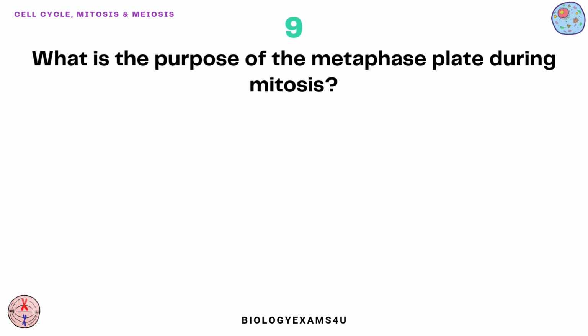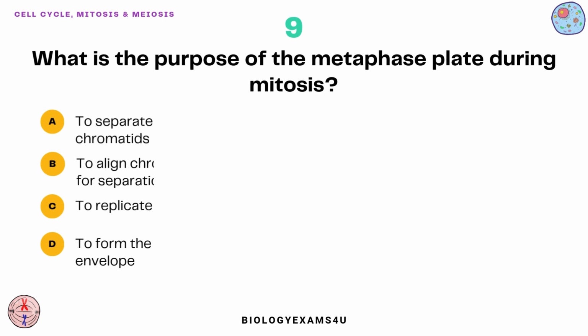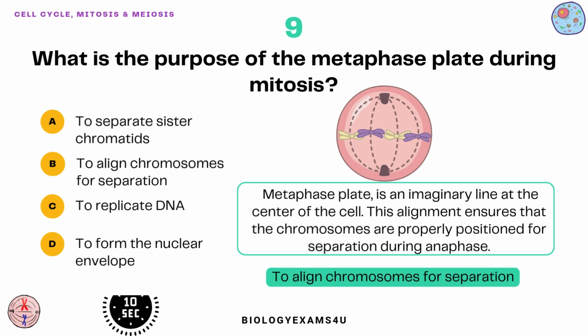Question number 9. What is the purpose of the metaphase plate during mitosis? Option A, to separate sister chromatids. Option B, to align chromosomes for separation. Option C, to replicate DNA. Option D, to form the nuclear envelope. The correct answer is to align chromosomes for separation. The metaphase plate, as you see here, is an imaginary line at the center of the cell. This alignment ensures that chromosomes are properly positioned for separation during anaphase.